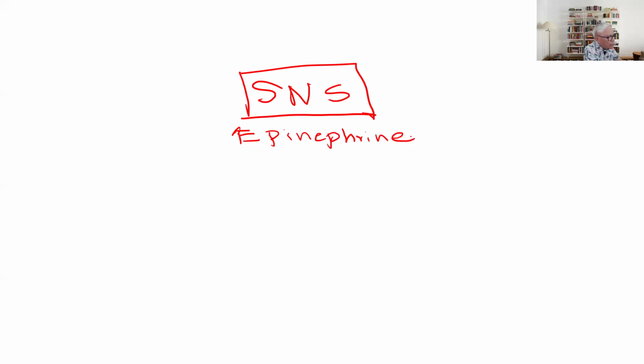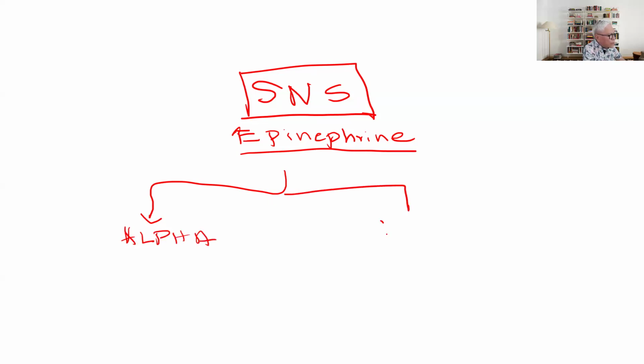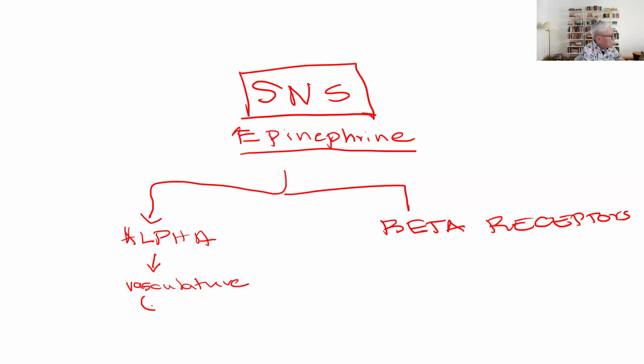And epinephrine is going to be looking for receptors or doors. So there are several doors to welcome epinephrine, and those doors are called alpha receptors. And the other one is called beta receptors. So alpha receptors are found mostly in the vasculature or blood vessels. And so they constrict.